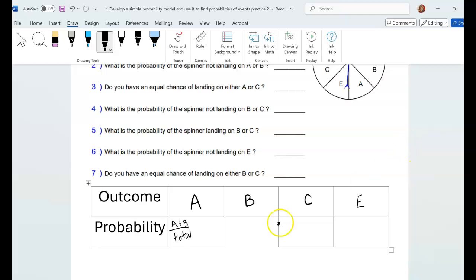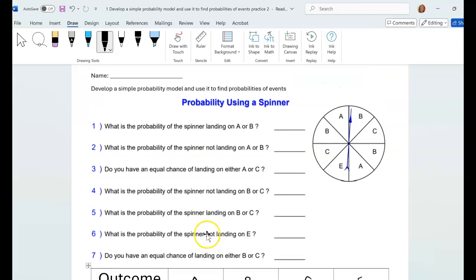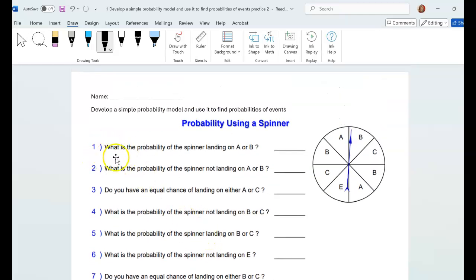Okay, so if you just change the letters for numbers and the word for a number, you should be able to answer. Number 1, what is the probability of the spinner landing on A or B?